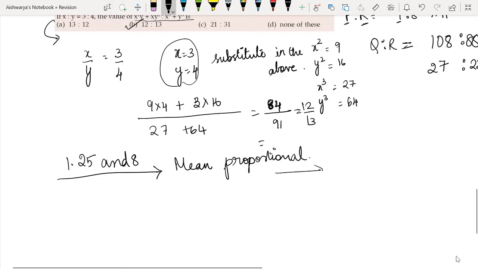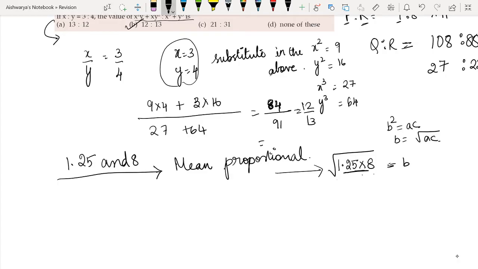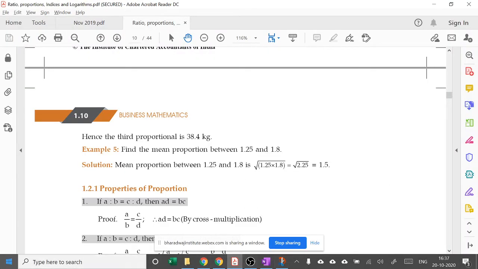Okay, this is very commonly asked, mean proportional. All you have to do is 1.25 into 8 and take the square root. I've told you, right? B square is equal to AC. So B is equal to root of AC. So B is the mean proportion, the middle term. So take the product of this and take the square root on your calculator. 1.25 into 8, take the square root of this, you will get the value of B. I think it is coming in decimals, right? 3.16 or something like that. But that's okay. It's just a question. We have to learn the concept here.